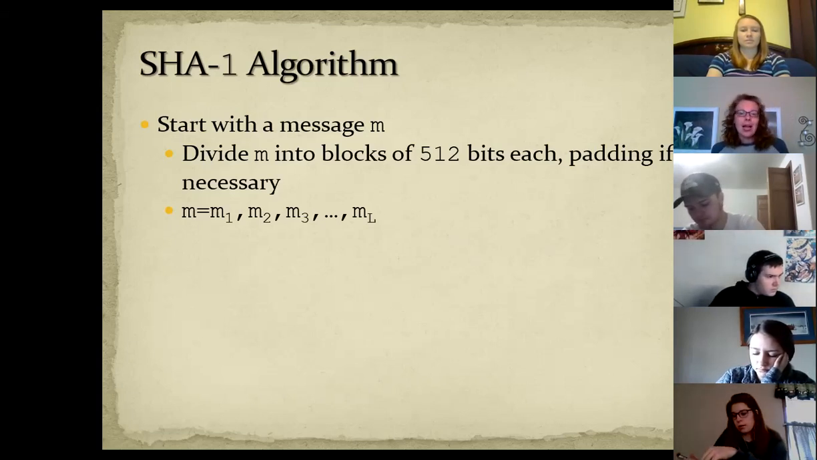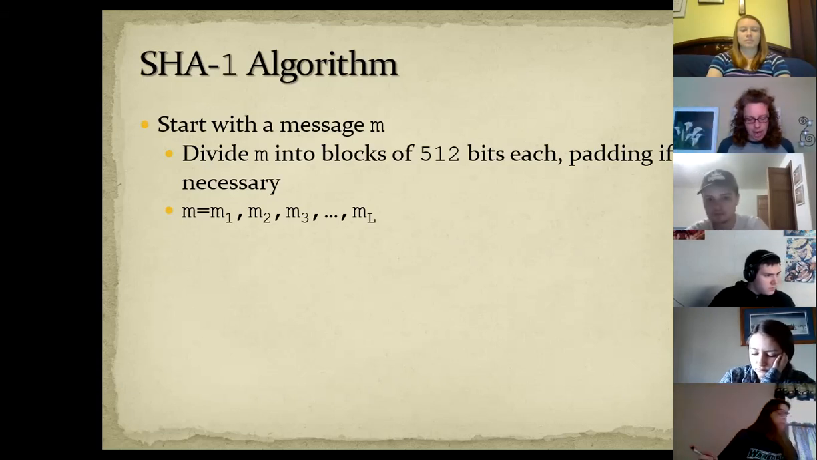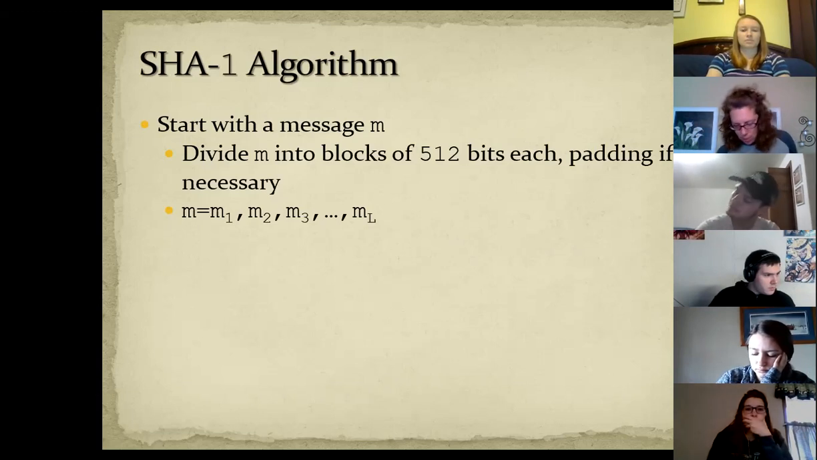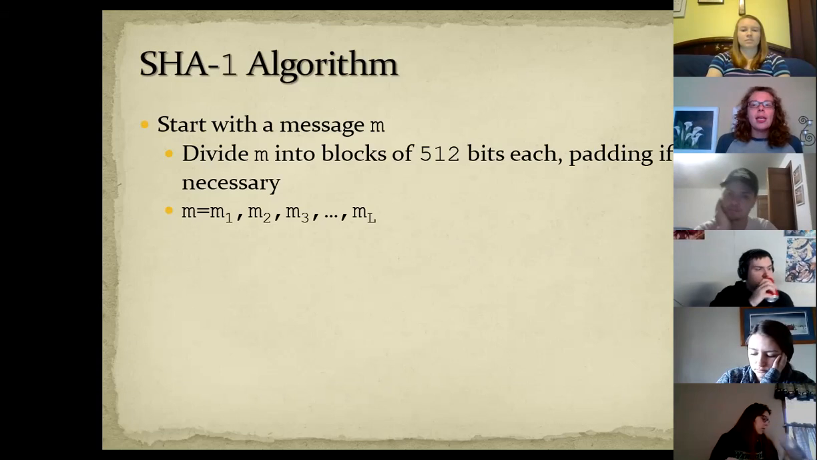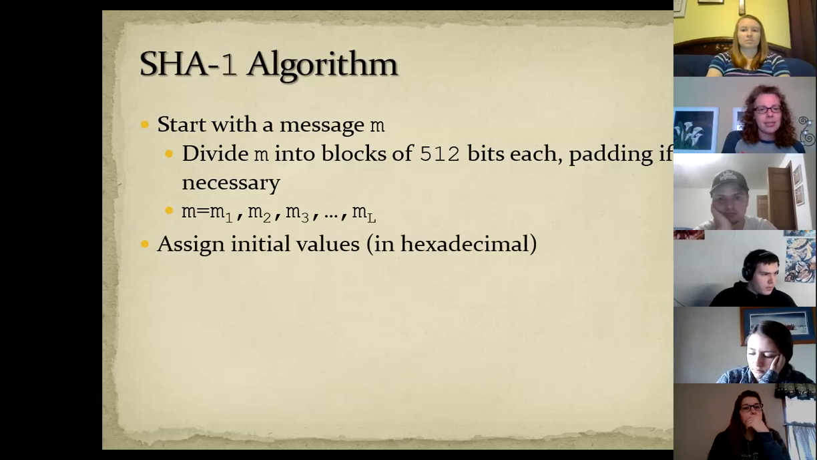We're going to say we have L blocks all together, so blocks of 512 bits. If you divide 512 by 4, you get 128. So each of these blocks has 512 bits, which is 128 hexadecimal characters, because each hexadecimal character encompasses 4 bits. We've got 128 hexadecimal characters or 512 bits.